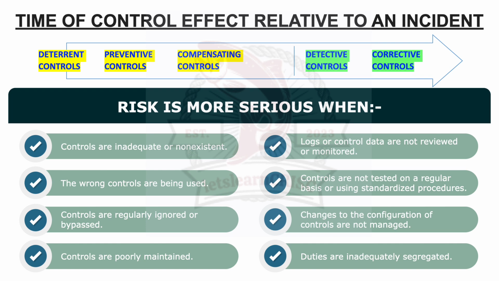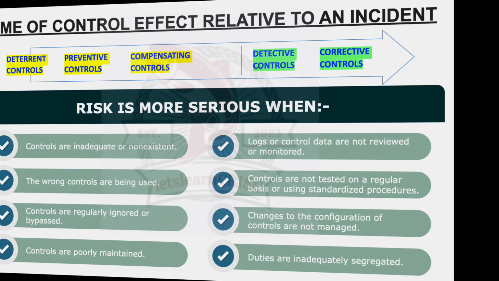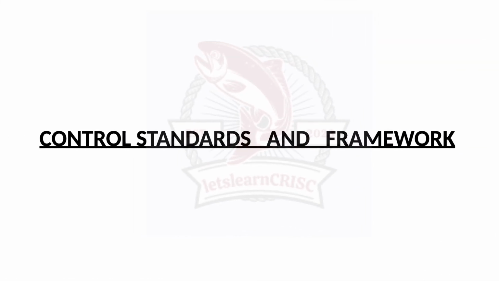Friends, regular reviews and audits should be conducted to ensure ongoing compliance with segregation of duty policies. This proactive approach helps to prevent and detect potential risks associated with internal control deficiencies. Right? Next, we'll discuss control standards and frameworks.